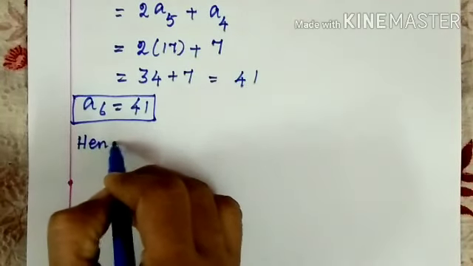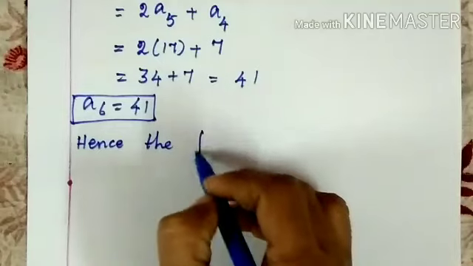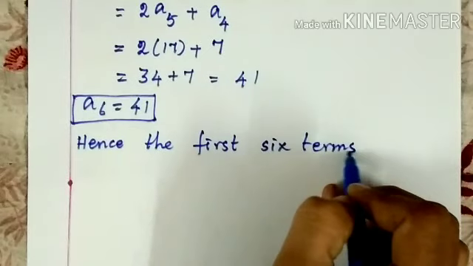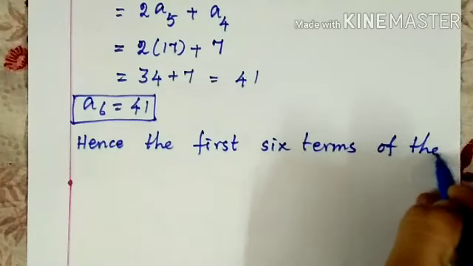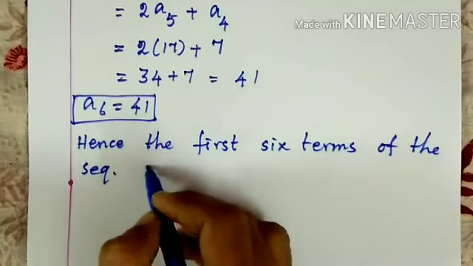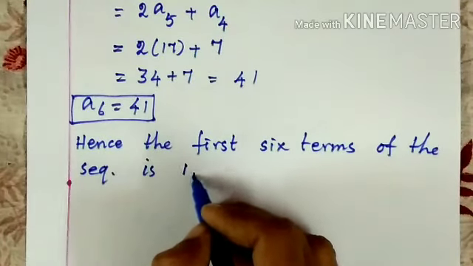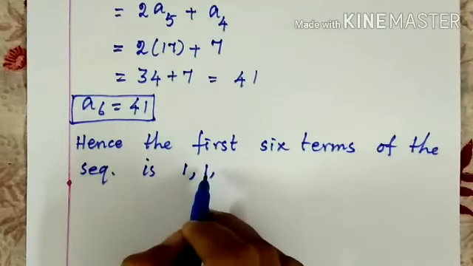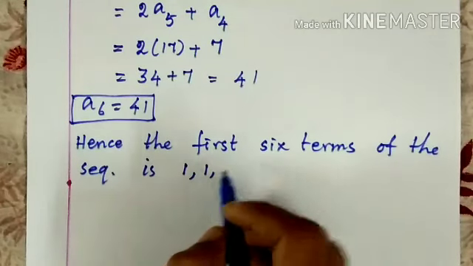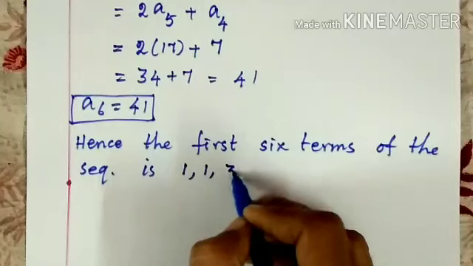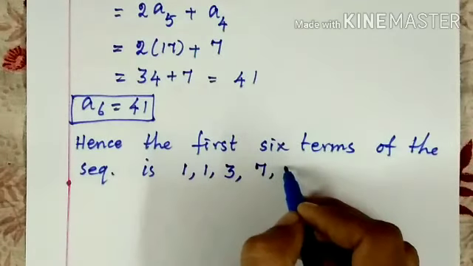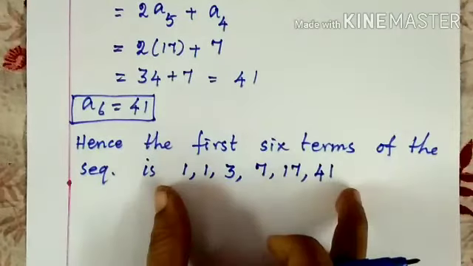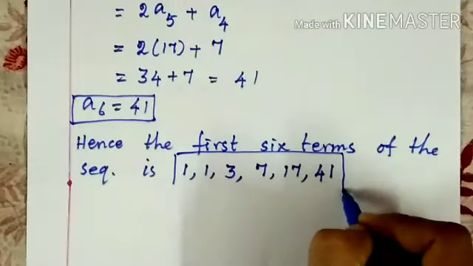Hence the first 6 terms of the sequence are 1, 1, first term and second term values are given in the question, so you take down and write 1, 1, and third term value is 3, fourth term value 7, fifth term value 17, and sixth term value 41. This is the answer for this question.